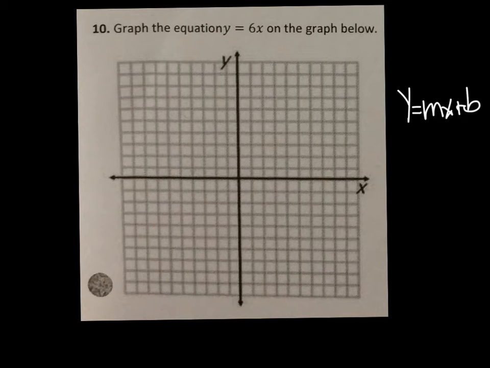Number 10, graph the equation y equals 6x. And again, y equals mx plus b, 6x, right? We don't know the y, or we have a y-intercept and it's 0. So we start there. Our rise is 6, our run is 1. So up 1, 2, 3, 4, 5, 6, and over 1. That's our first point. You can go in the other direction, 1, 2, 3, 4, 5, 6, down 1. And when you connect those, that's what your graph should have looked like.